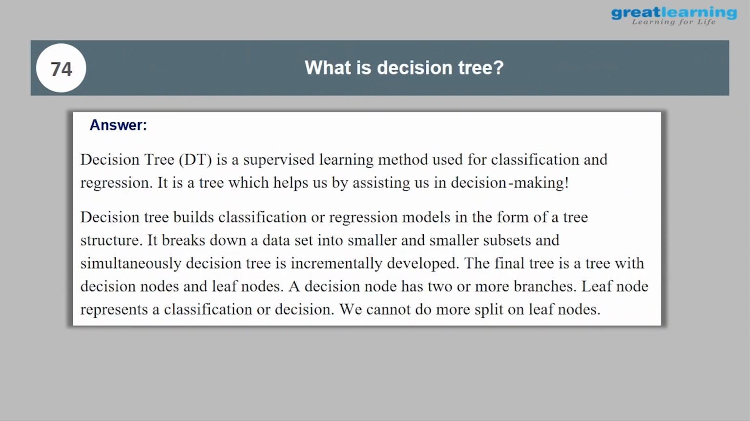Now we will have a look at what a decision tree is. A decision tree is a supervised learning method used for classification and regression. It is a tree which assists us in decision making. A decision tree builds a classification or regression model in the form of a tree structure. It breaks down a dataset into smaller and smaller subsets, and simultaneously the decision tree is incrementally developed. The final tree is a tree with decision nodes and leaf nodes. A decision node has two or more branches. A leaf node represents a classification or decision. We cannot do more splits on leaf nodes.